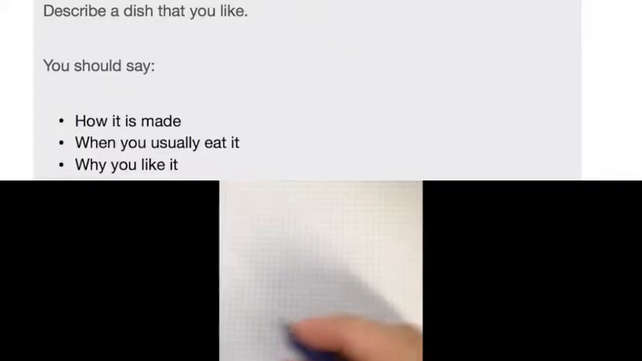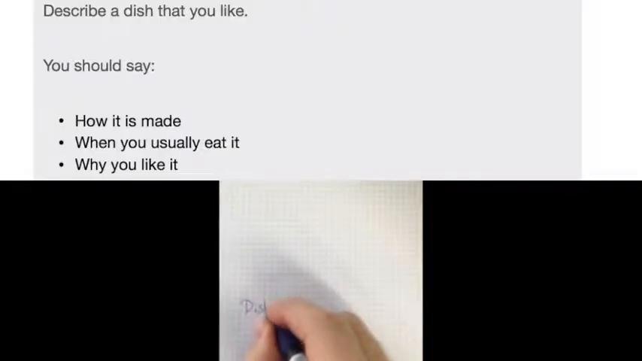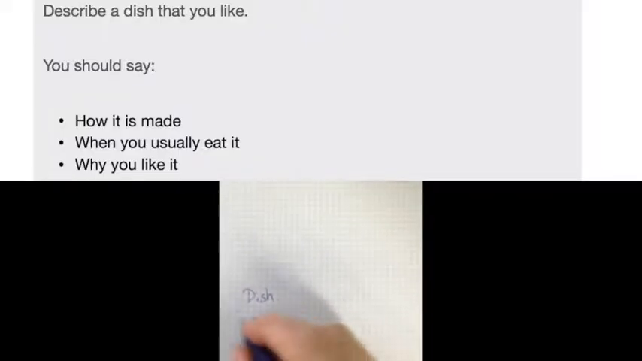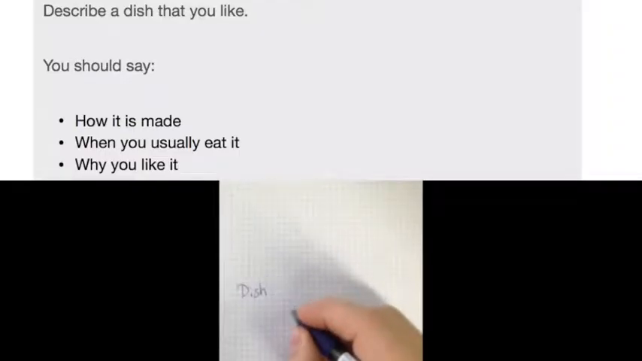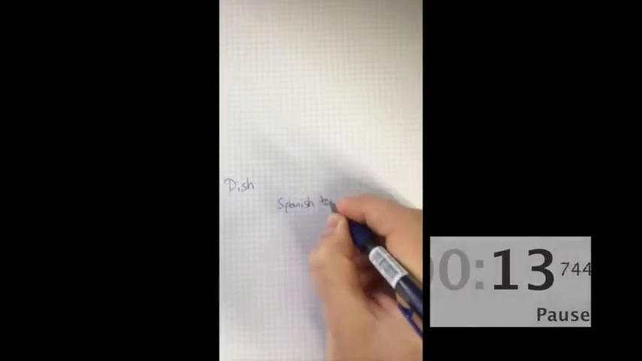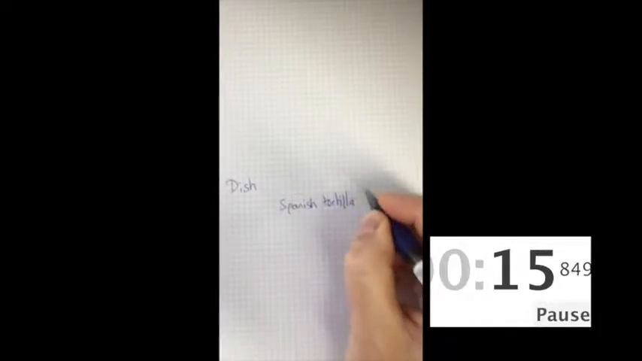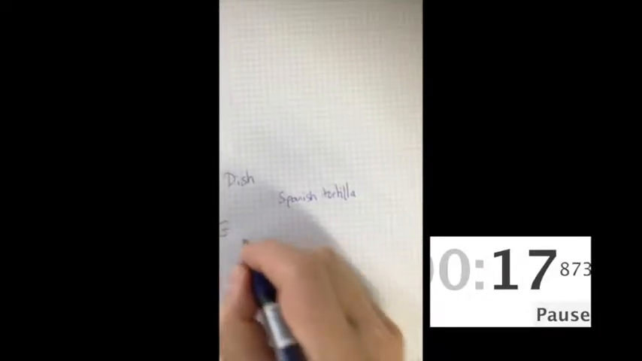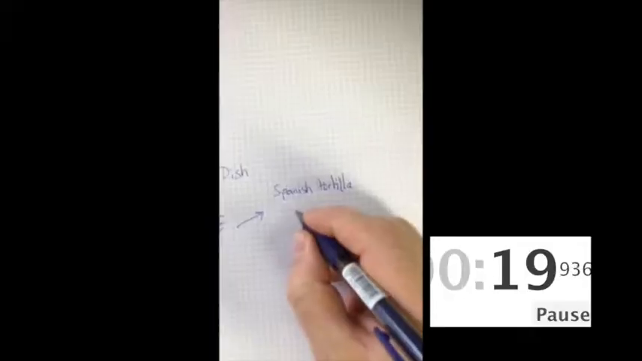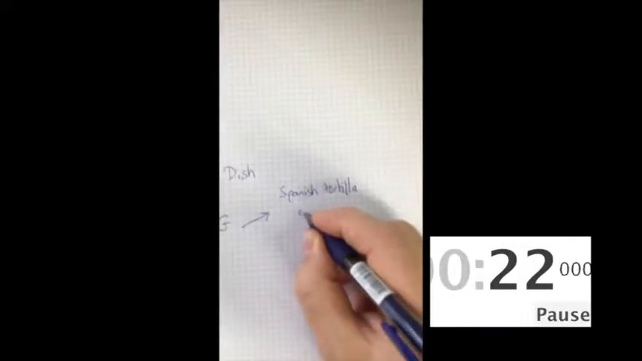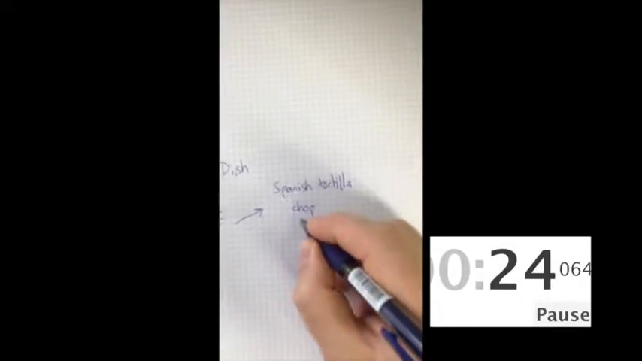Right, describe a dish that you like. I've got 1 minute. Okay, a dish, let me think, what food do I like? I like Spanish food. Maybe I'll do a Spanish tortilla. That's what I really like. It's like a potato omelette. So I'm going to talk generally about that, how it's made. So it's chopping stuff and frying.